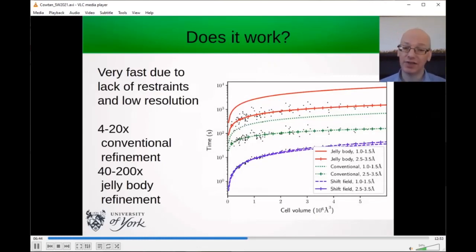The other feature of the calculation is that it is very fast, and that's partly due to the lack of restraints, the fact that we're not pulling the model in different directions, but primarily due to the fact we can work at much lower resolutions. So the shift field refinement is typically 4 to 20 times faster than conventional refinement, depending on unit cell volume, and 40 to 200 times the speed of jelly body refinement. So that makes it particularly amenable to large-scale screening calculations where we're doing lots and lots of molecular replacements.